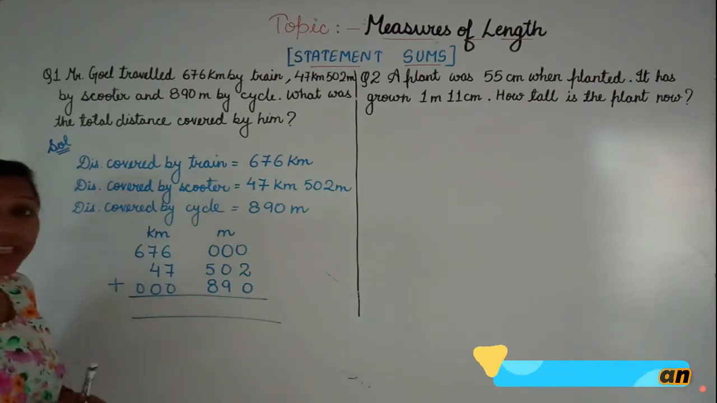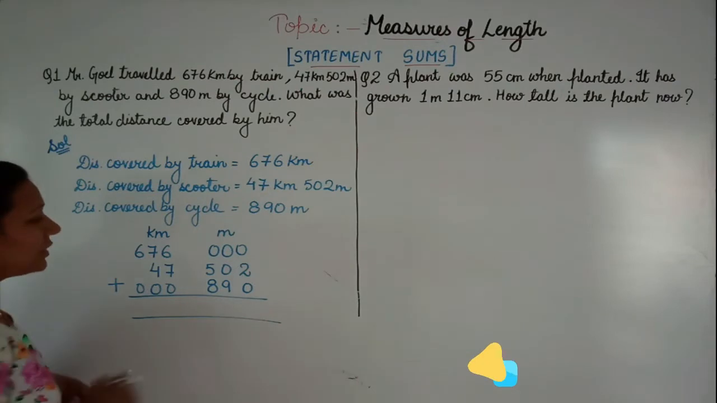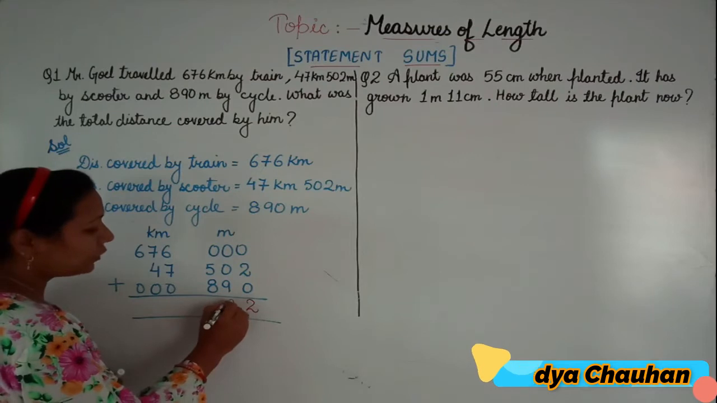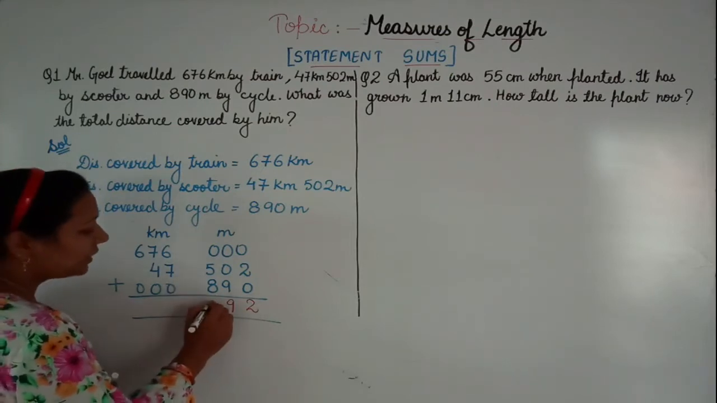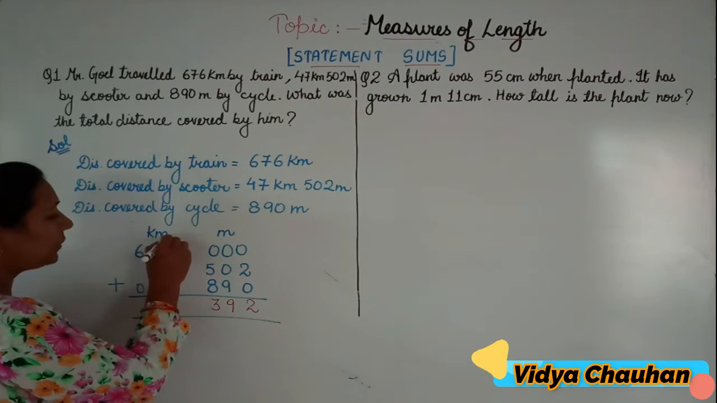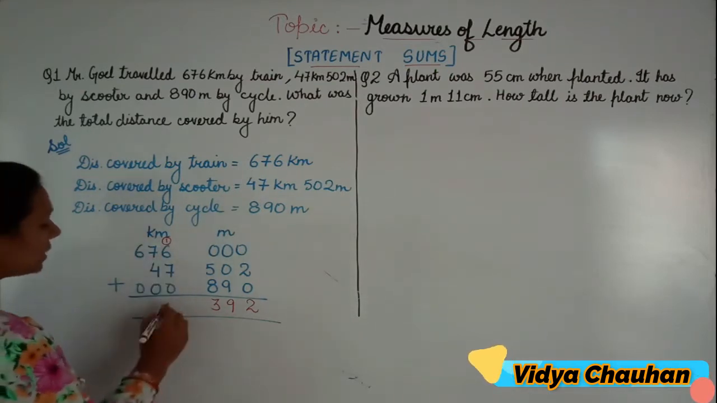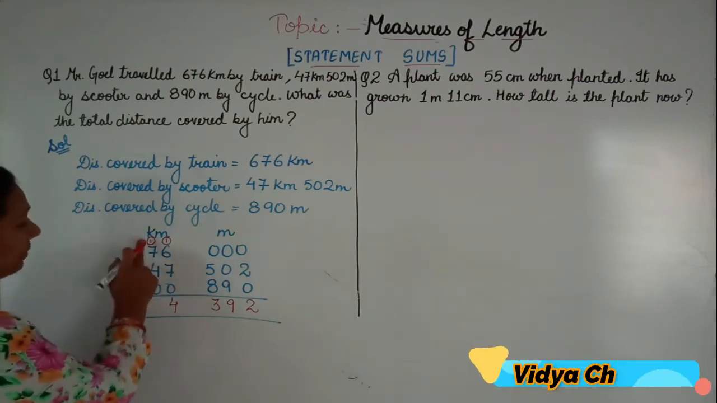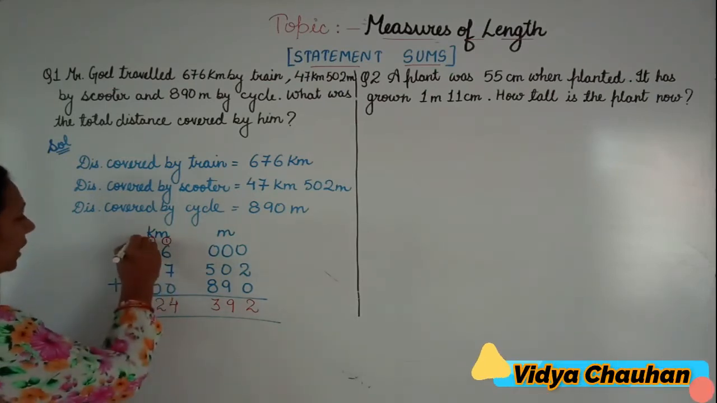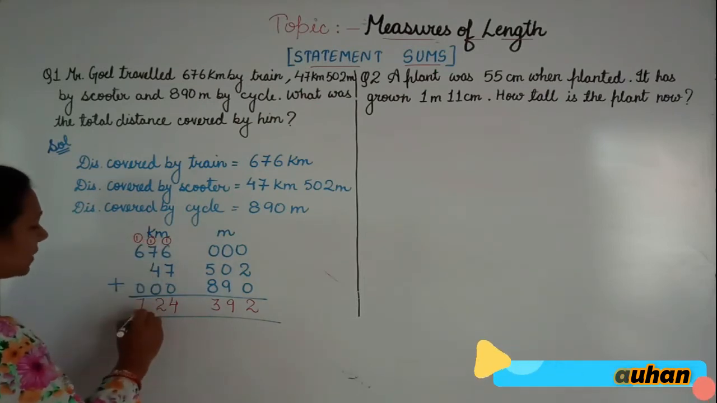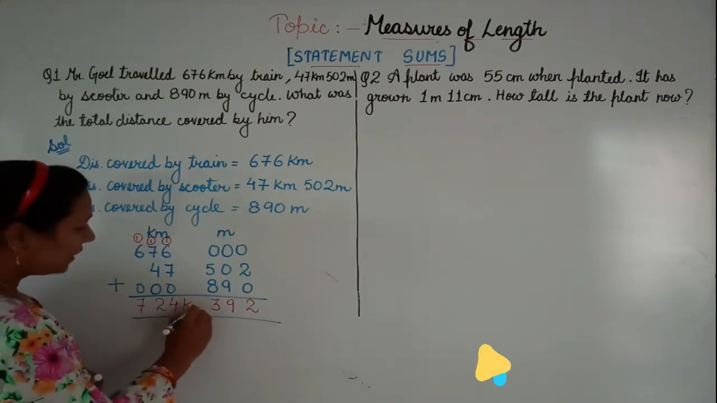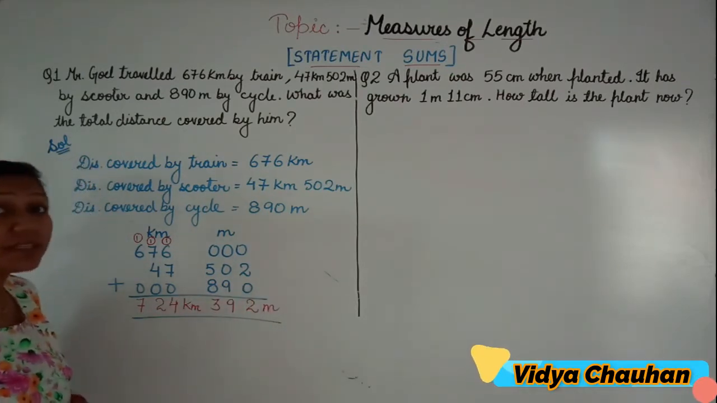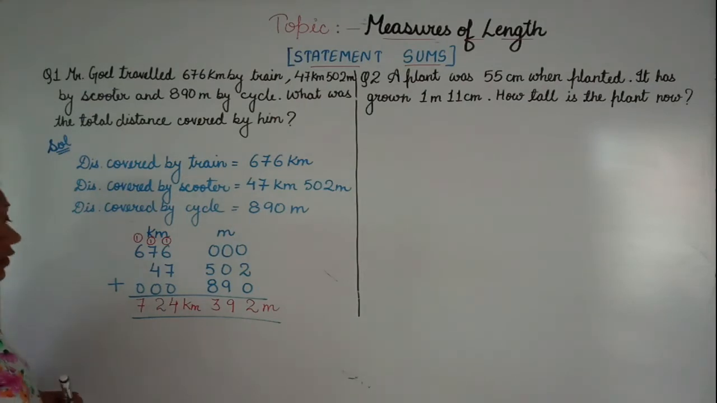Now total distance means we need to add. So let us add here. You will get 0 plus 2 is 2, 9 plus 0 plus 0, 9, 5 plus 8, 13, 1 carry over, 6 plus 7, 13 plus 1, 14, 1 carry over, 7 plus 4, 11 plus 1, 12, 1 carry over, 6 plus 1, 7. So your final answer is 724 kilometer and 392 meter. This is the total distance covered by him.